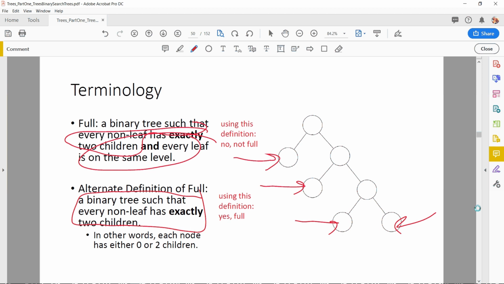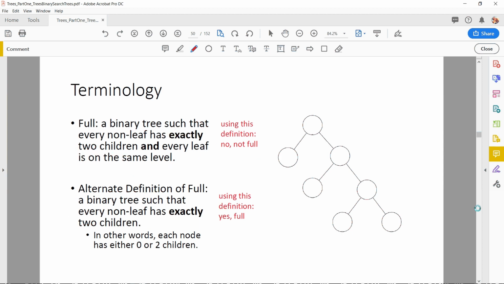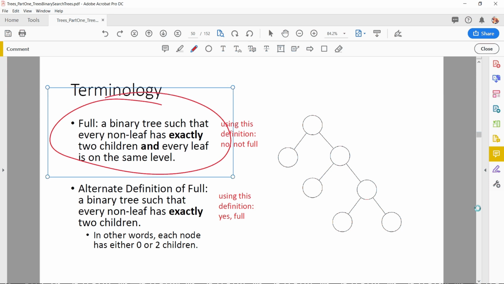So it is possible for a tree to be full based on the second definition, but not full based on the first definition. Now, in general, when I say full, I am referring to this first definition. That's the one that our textbook uses. That's the more common one, so I will be using that one. But both of them are correct, and in the slides here, I'm going to use both of them so you see the differences.